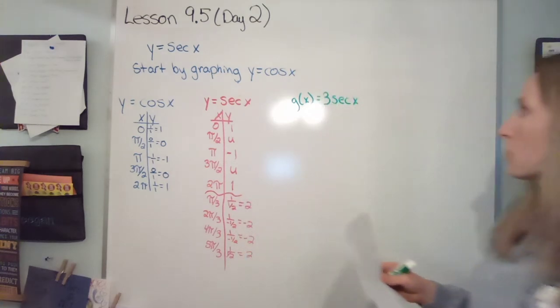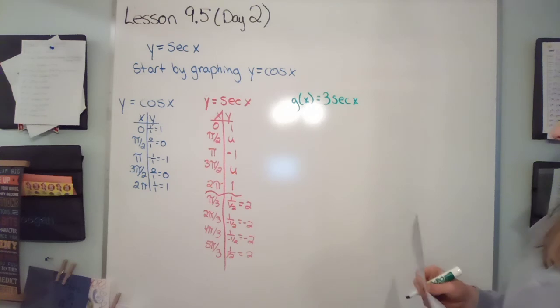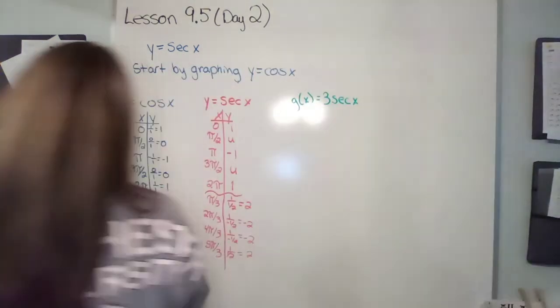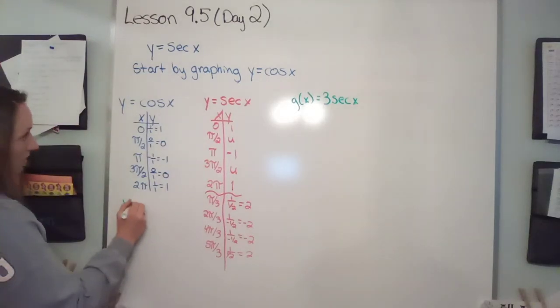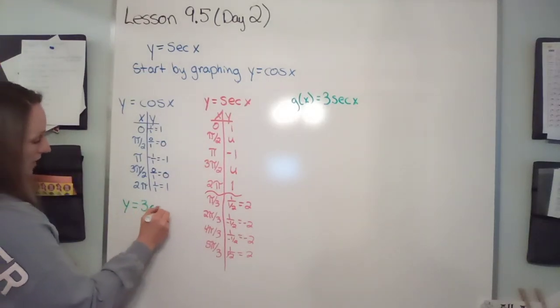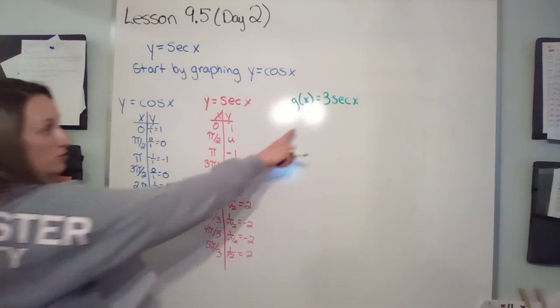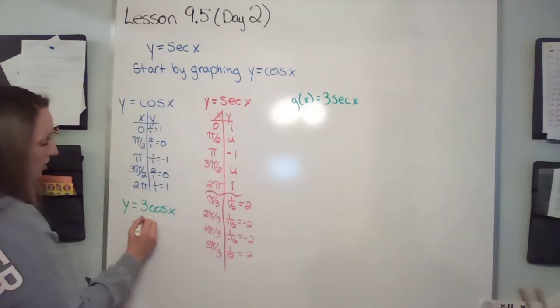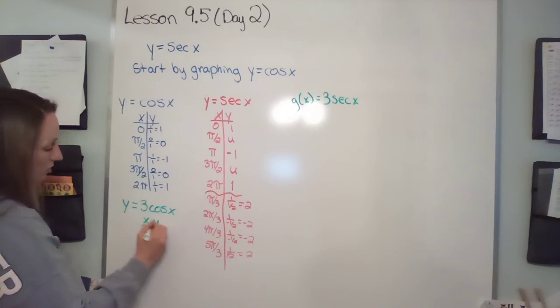Okay, so in order to graph 3 secant x, I first want to graph 3 cosine x. So under the cosine table, I'm going to make another table, 3 cosine x. So basically, whatever the transformation is on the secant function, perform the same transformation on the cosine function.